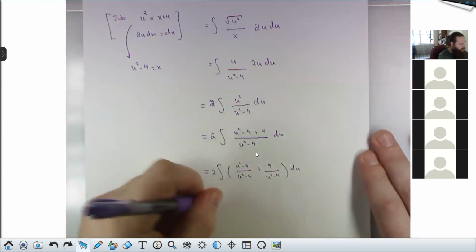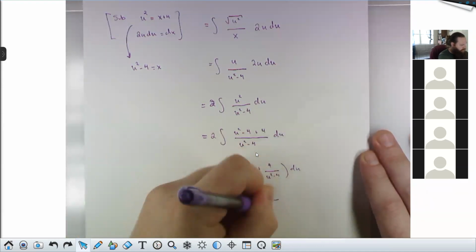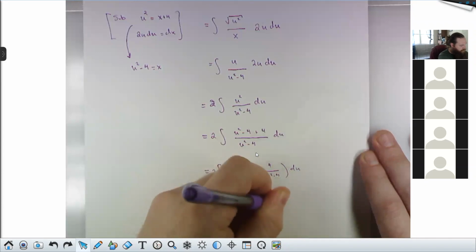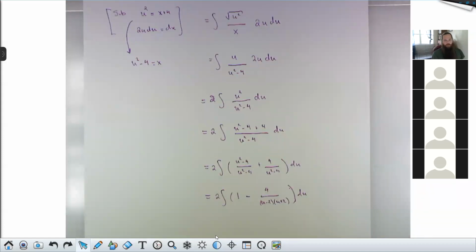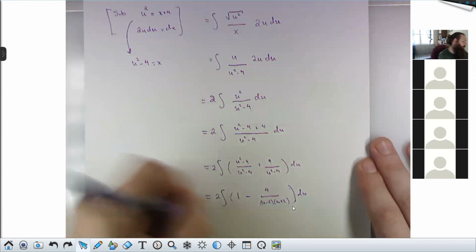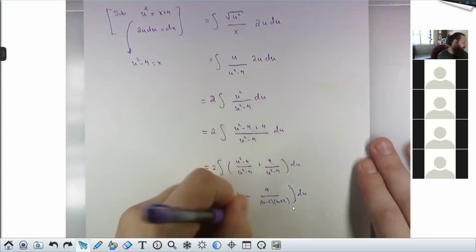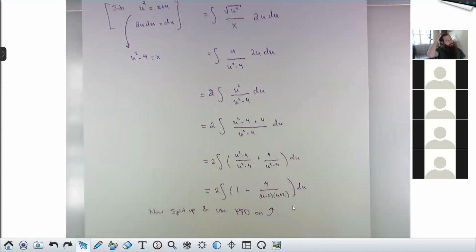That first piece is just 1. And 4 over u squared minus 4 is 4 over u minus 2 times u plus 2 du. So now you would split this integral up. The integral of 1 du is just u. The integral of 4 over u minus 2 times u plus 2 would require some partial fractions. We don't have time to run through that, so I'll just say now split up and use PFD on this piece. That's the game. So these sort of substitutions show up surprisingly often.